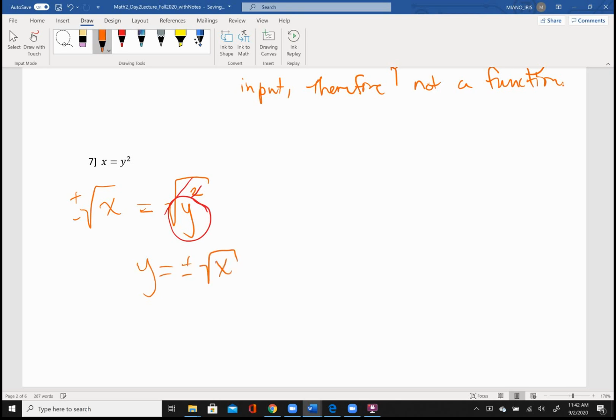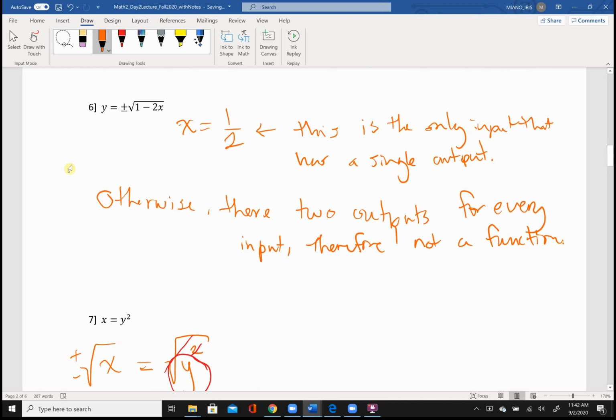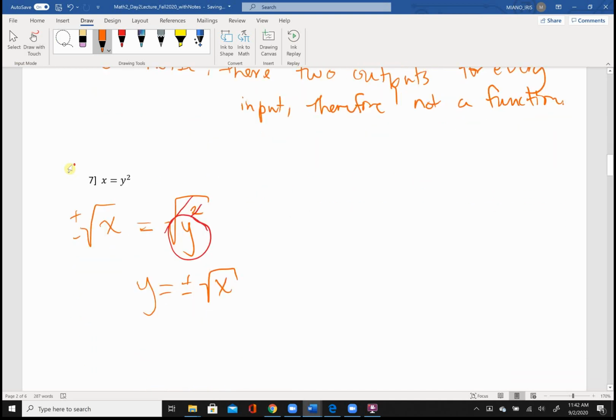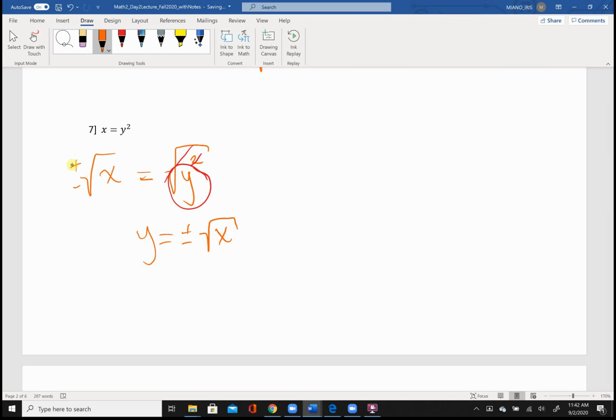For the same reasons as you saw for number 6, there are going to be many instances in which you will have 2 outputs for nearly every input. And that is a violation according to the definition of a function, so we will say not a function. And you can use the same reasoning as number 6. No need to reinvent the wheel.